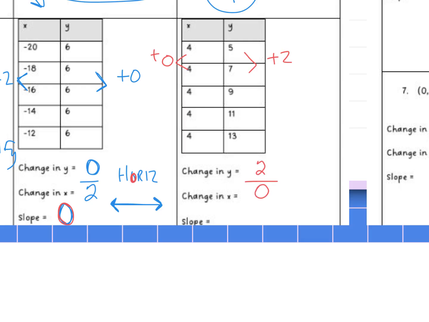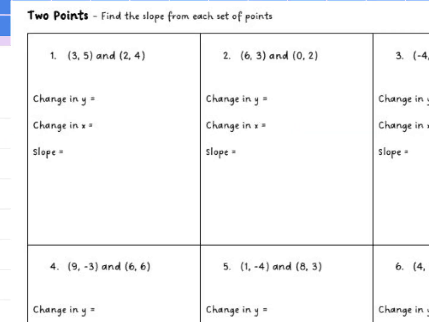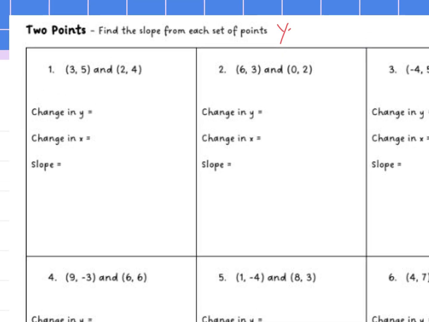It says undefined, which is a vertical line. Yes, this is a vertical line. Vertical. So on points, remember, we are doing y2 minus y1 over x2 minus x1.